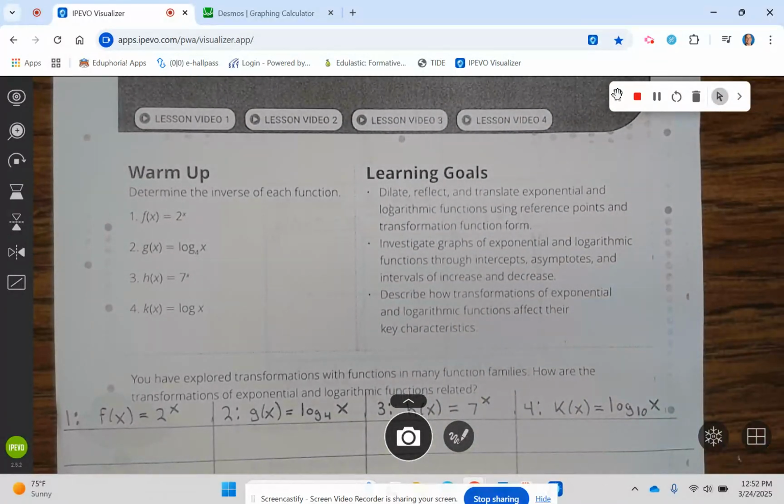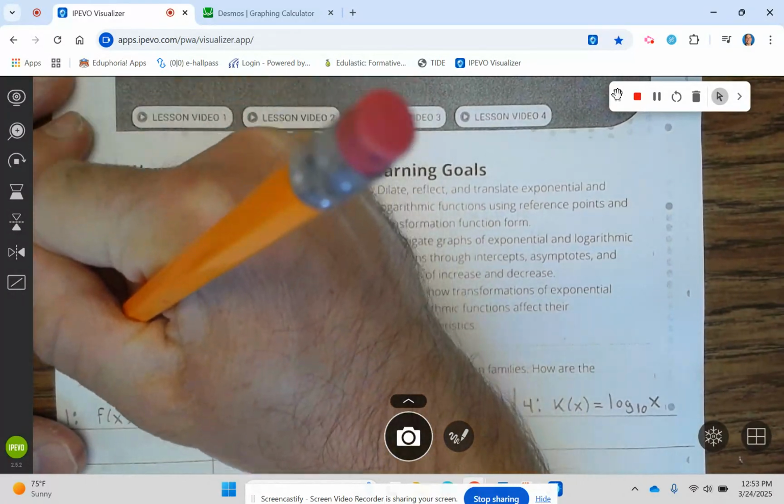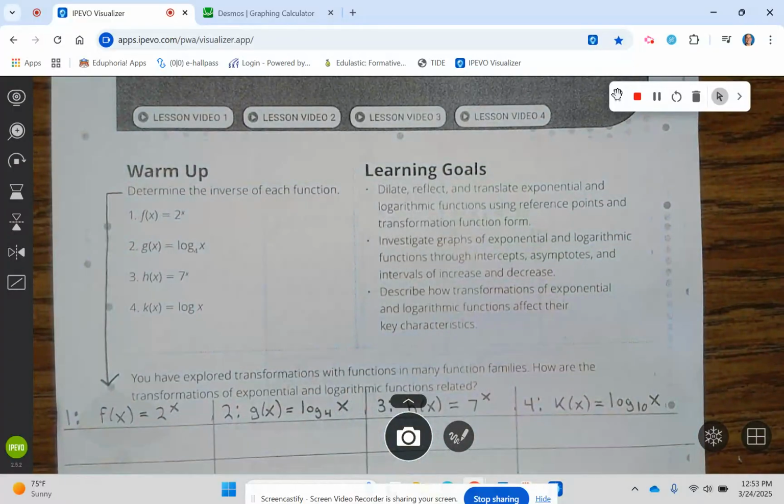Warm up. Determine the inverse of each function, which we're going to do on this part of the page.